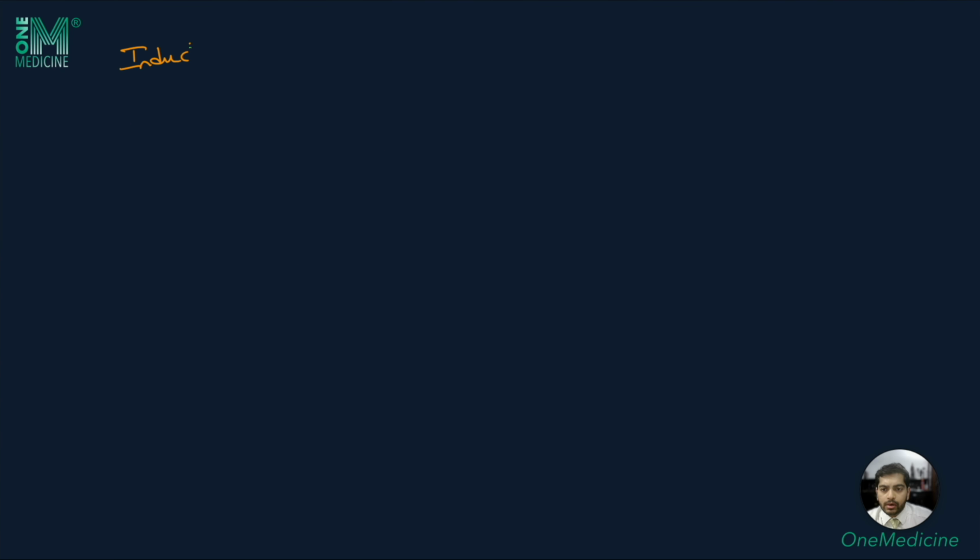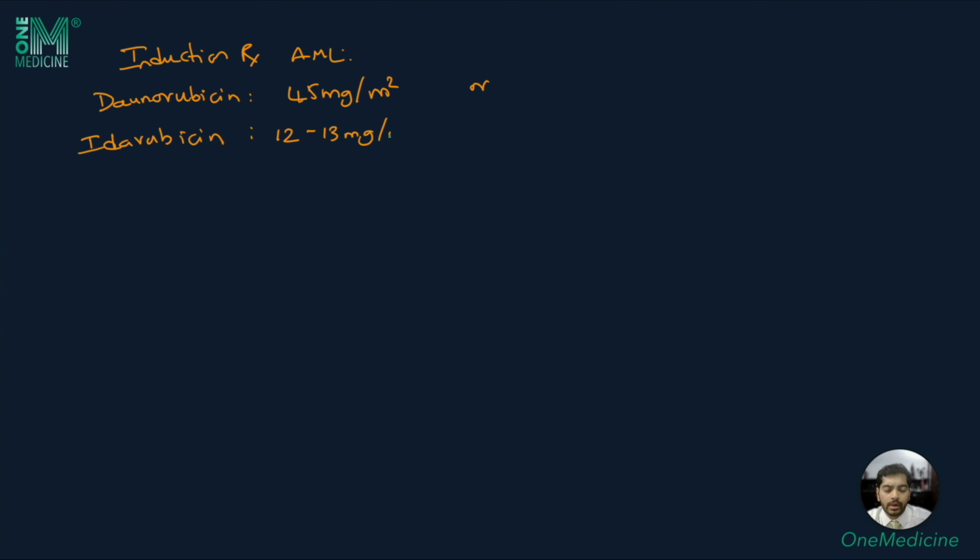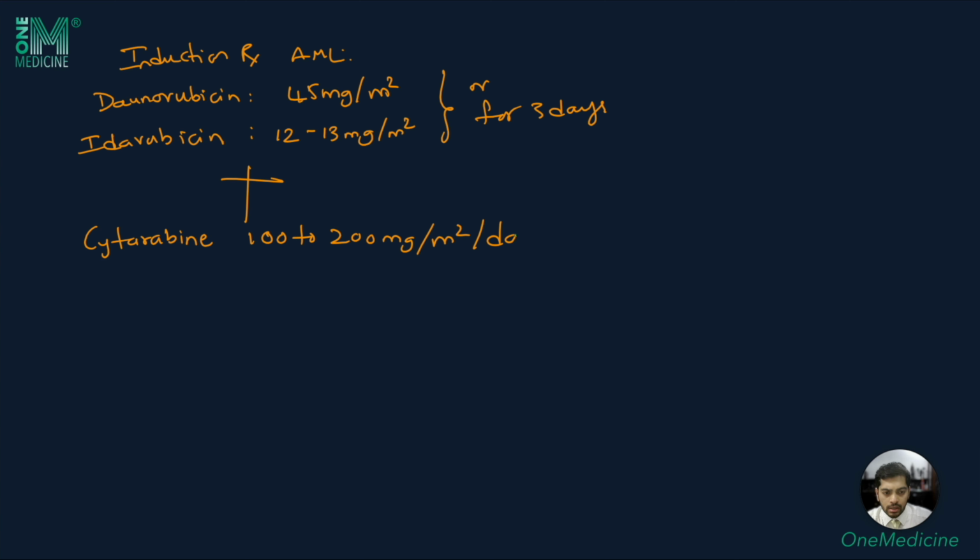So the induction therapy of AML includes daunorubicin in the dosing of 45 milligram per meter square of body surface area, or idarubicin in the dosing of 12 to 13 milligram per meter square of body surface area, which is given for 3 days, and cytarabine in the dose of 100 to 200 milligram per meter square per day, given as a continuous infusion for a period of 7 days.